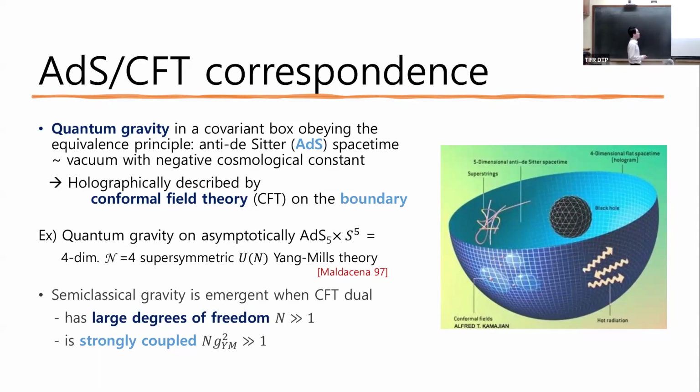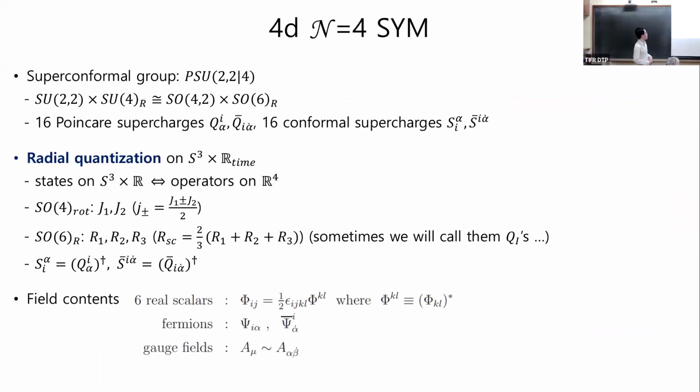And as is well known, the semi-classical gravity in the bulk is emergent when the dual field theory has large degrees of freedom and is strongly coupled. So both of them are a bit difficult to analyze, but I will illustrate how we can study this kind of gauge theory. So let me first tell you some basic ingredients of four-dimensional N=4 super Yang-Mills.